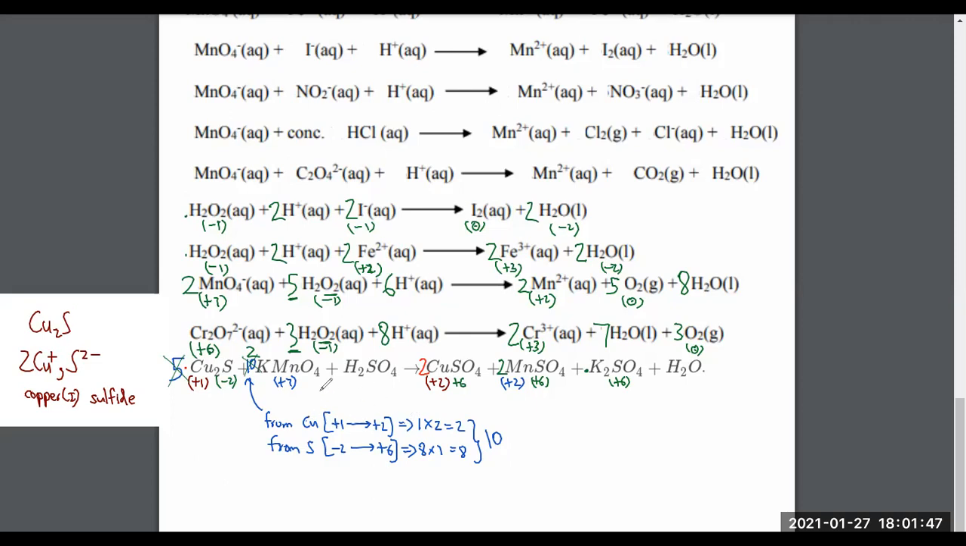Great. Now that's it. And then what should we do next? We should check the sulfur count. So what's happening with sulfur count here? To check the sulfur count, we have 1 here.